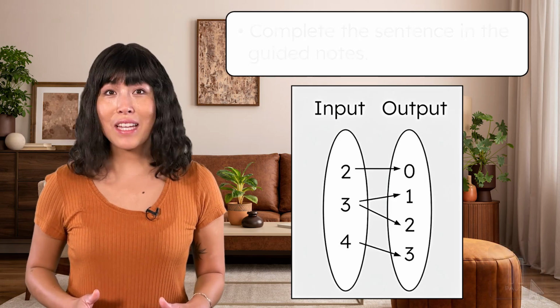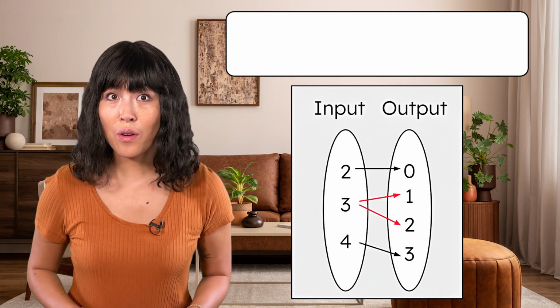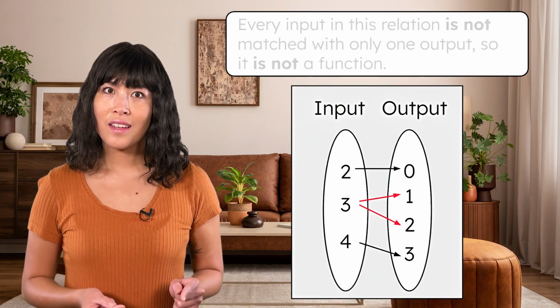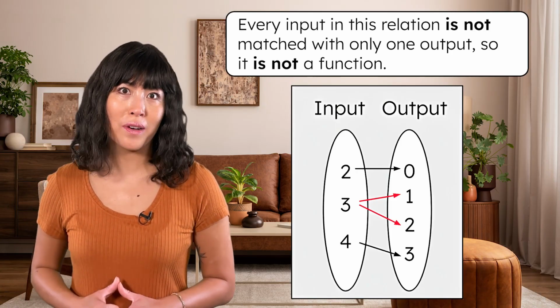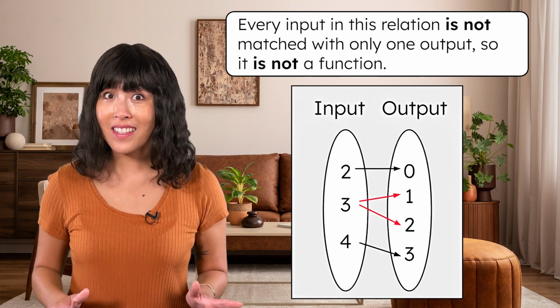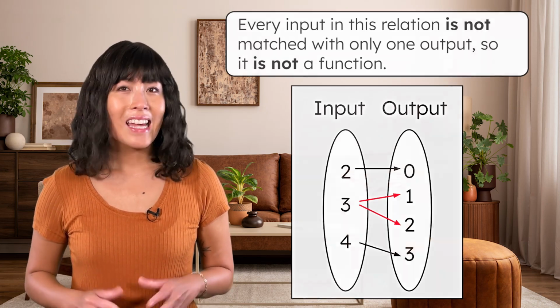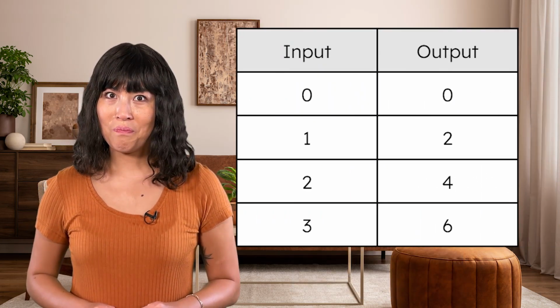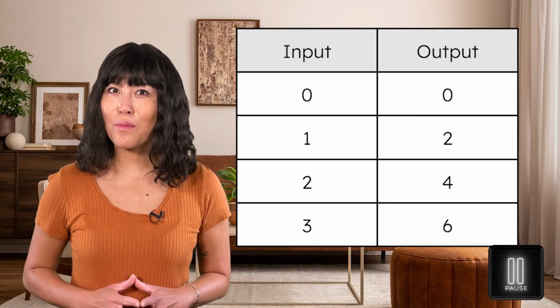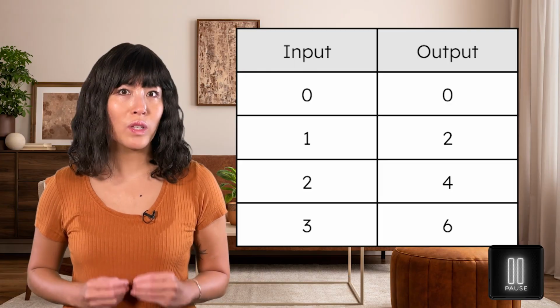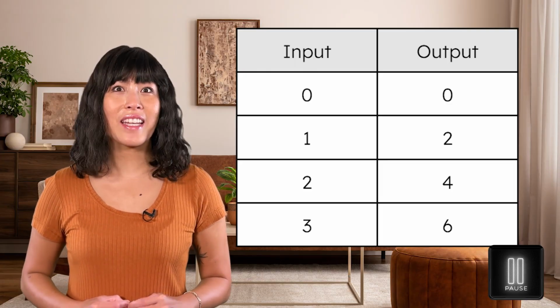In this case, the input 3 has 2 arrows going to different outputs. This means that each input in this relation does not have only one output, so this relation is not a function. Now, let's look at a table. Does this table represent a function? Pause the video and summarize how you would determine whether a relation is a function when given a table.